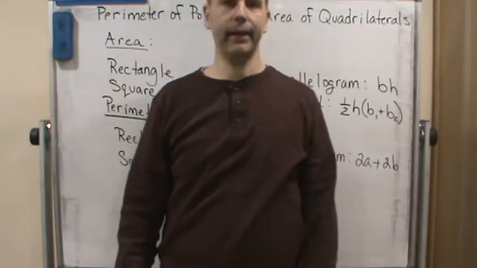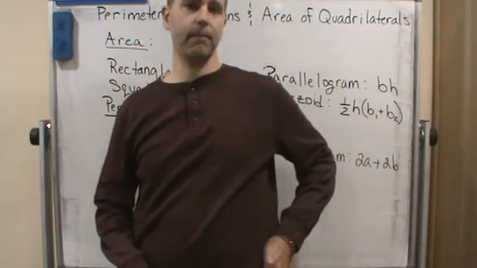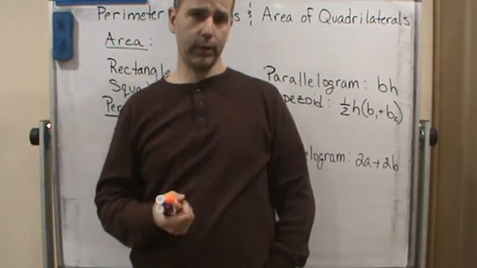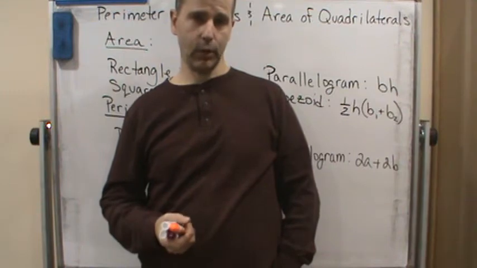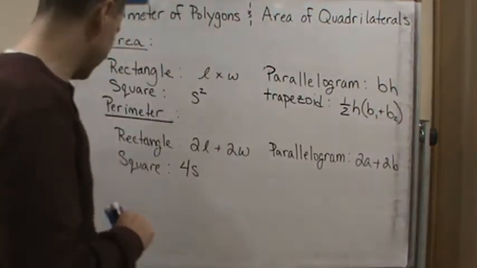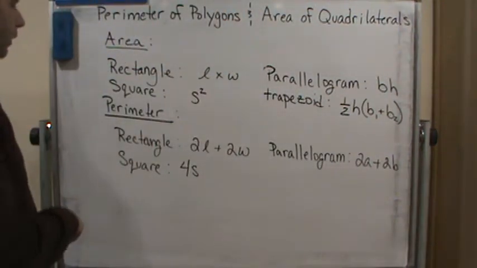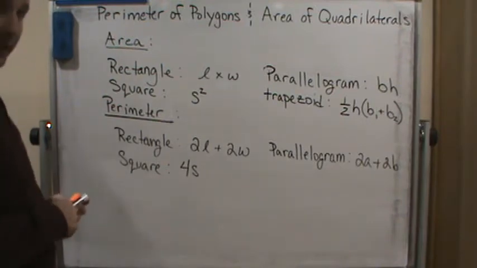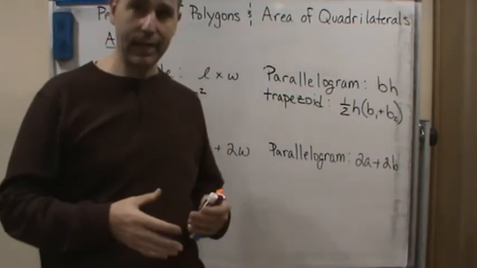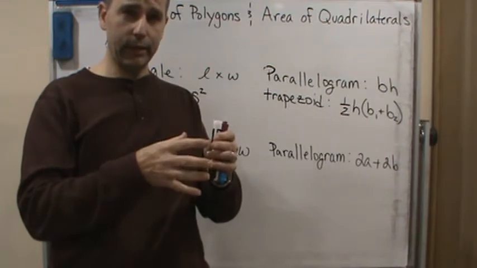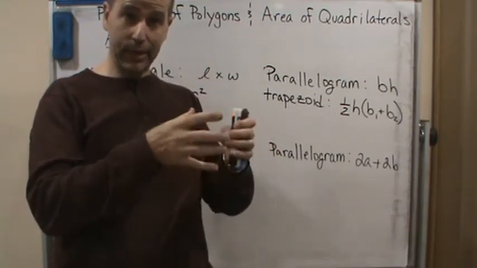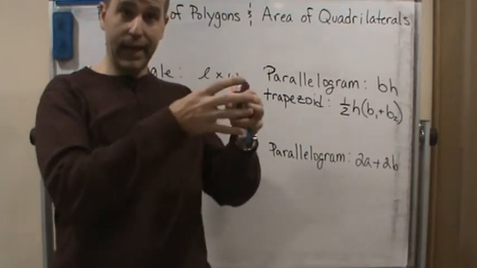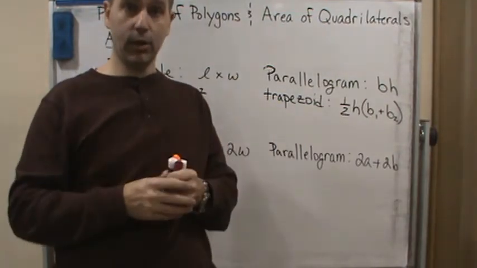Okay, so welcome back. Now what we're going to discuss is the area formulas for different shapes and also the perimeter formulas. Okay, so let's start with rectangles. The area of a rectangle, again, the way we look at area in general is how many square units of surface do we have, or how many square units of surface can we have in a surface.